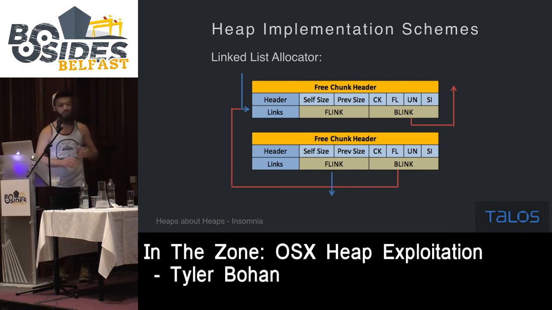This is all well and good, and this is what leads to the Doug Lea malloc standard four byte write anywhere, old school heap unlinking attack. That's where this comes from. This is great and everything, but the problem with this is if you want to deallocate memory, it's very intensive because you have to walk this entire linked list. So how do we fix that?